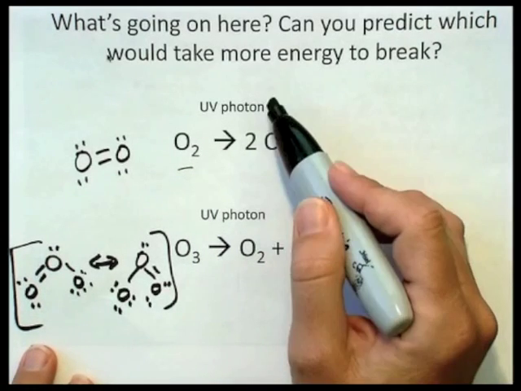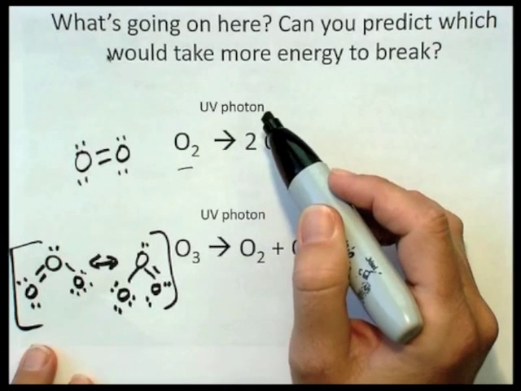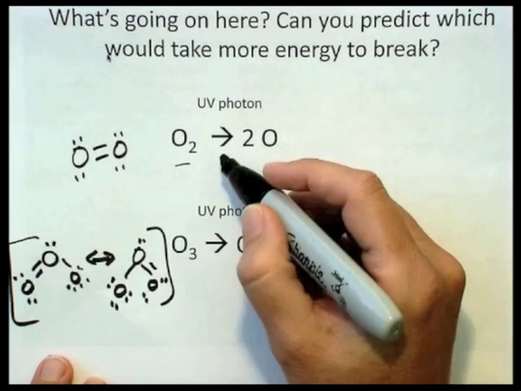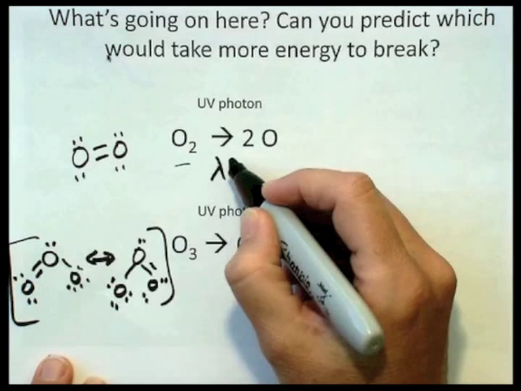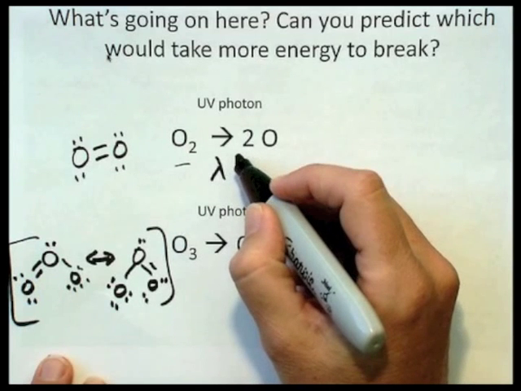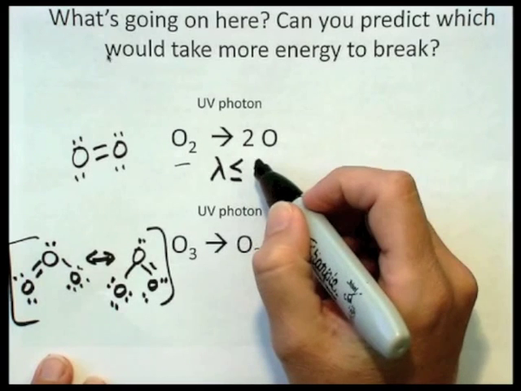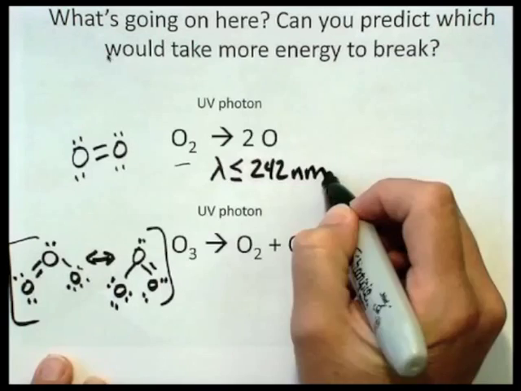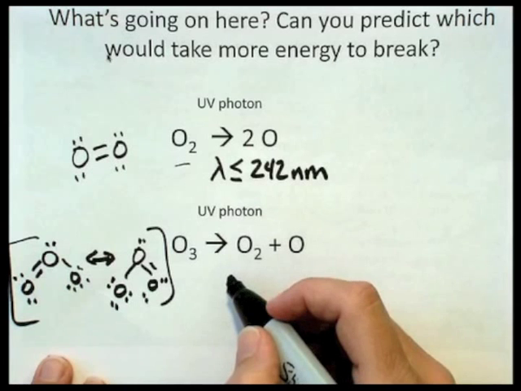So different energies within the UV spectrum are going to cause different types of chemical changes. And indeed, the wavelength of the UV radiation necessary to break the oxygen double bond is less than, remember, the shorter the wavelength, the higher the energy, less than or equal to 242 nanometers. So it has to be at least 242 nanometers or shorter to break that bond.